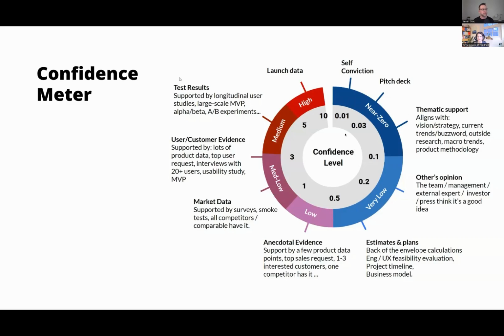And this dark blue area, this quadrant, is about opinions. It could be your own opinion, self-conviction. You think it's a great idea. Congratulations, every terrible idea out there, someone thought it was great. So you get 0.01 out of 10 for that. You created a shiny pitch deck that explains why it's the best idea, 0.03.